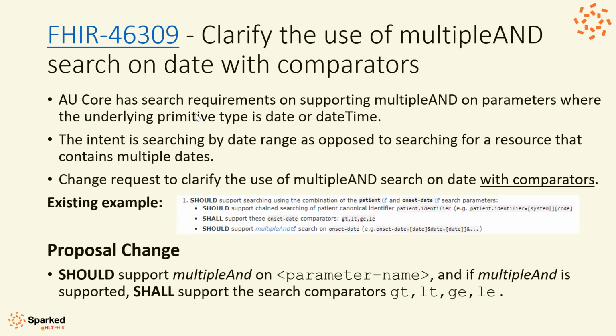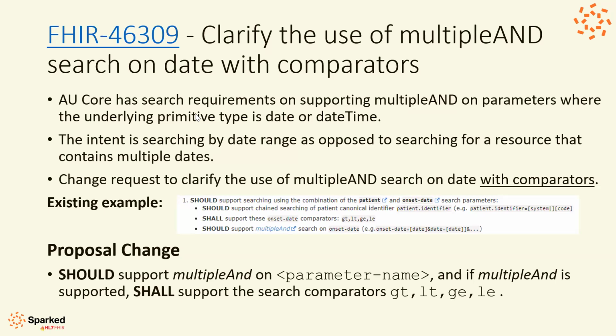No, that's fine. I just thought so. This proposal does not intend to reduce the level of conformance that already exists around comparators separately. Which, if you see in the existing example, currently, I think, let me rephrase this in some ways. There are currently requirements in AU Core for date parameters that are on comparators. And then there's a separate set of requirements on multiple and.